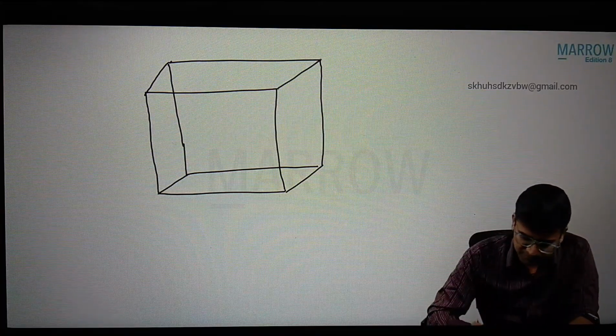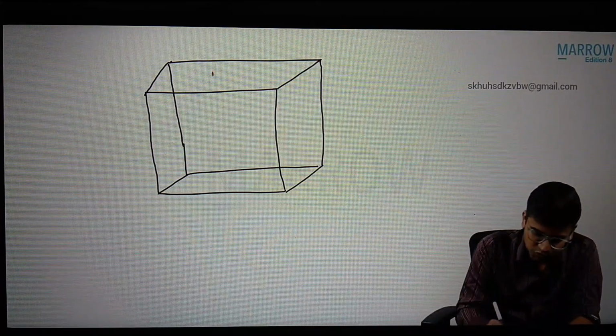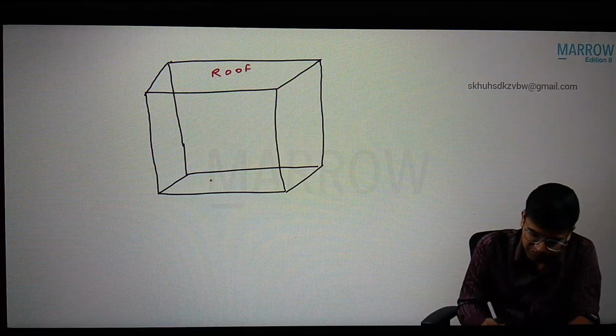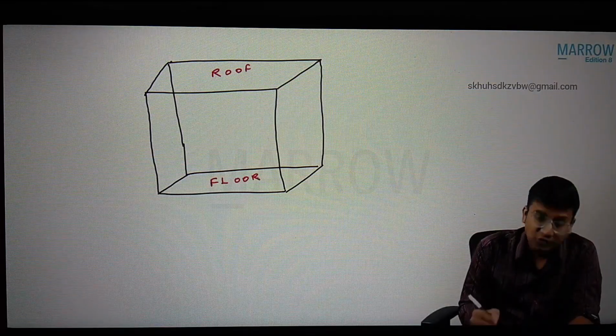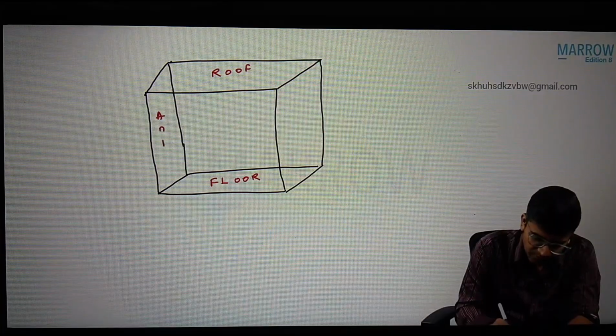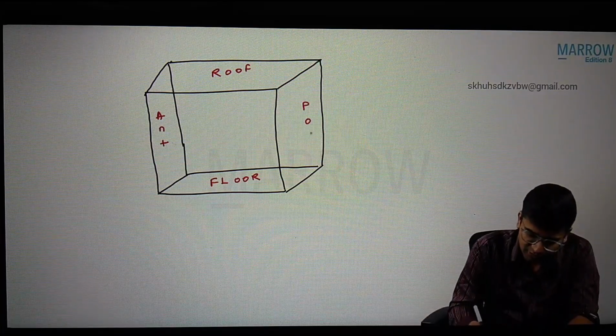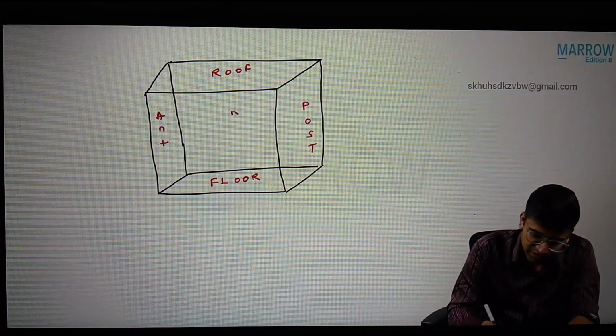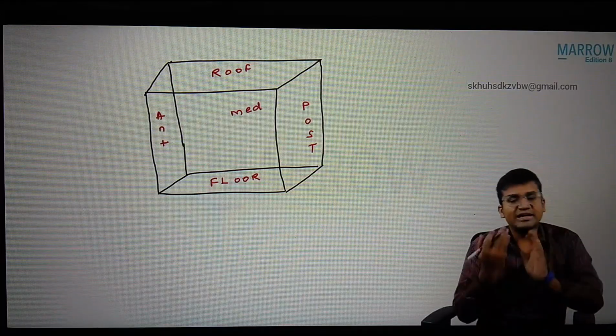Okay. So now this is the roof. This is the floor. This is the anterior side. So this is the anterior wall, and this is the posterior wall. And this is the medial wall. We remove the lateral wall.